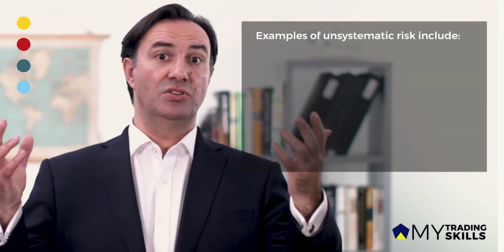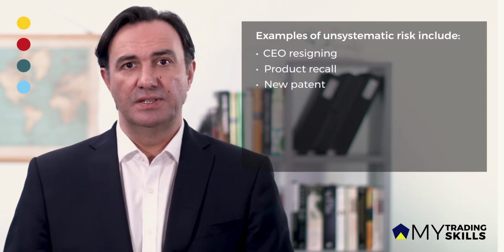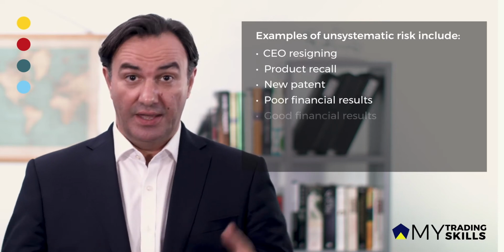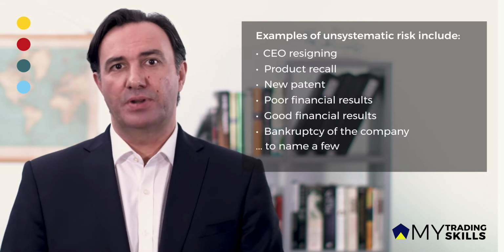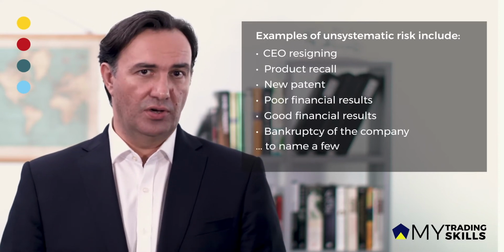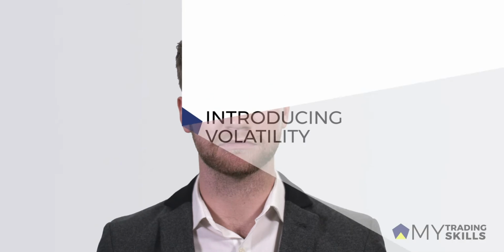How they impact traders is largely down to the instruments traded. Can you give us some examples of unsystematic risk? Certainly, some examples for individual company shares might be the resignation of a CEO, a product recall, a new approved patent, a poor set of financial results, a good set of financial results, bankruptcy, and anything that impacts the price of that particular security and not those in the wider market. Again, this is not an exhaustive list. Okay, so systematic risk affects the entire market and unsystematic risk affects individual securities.